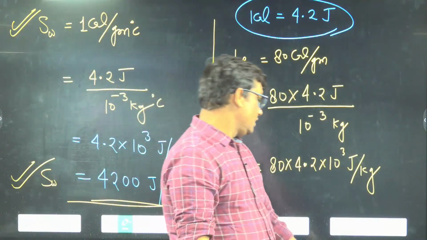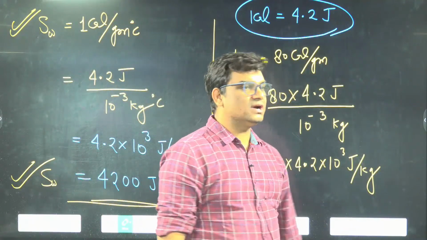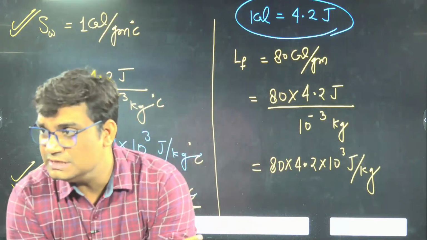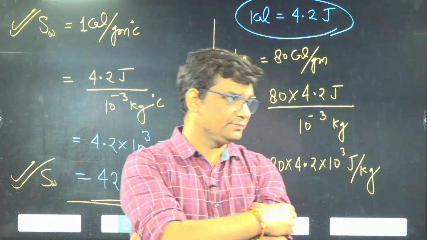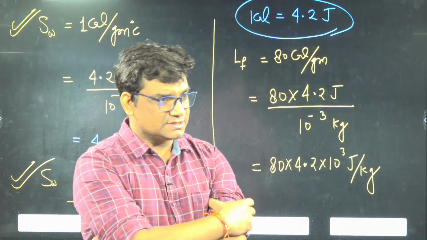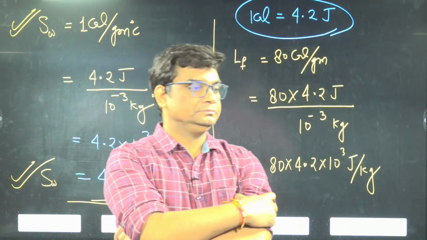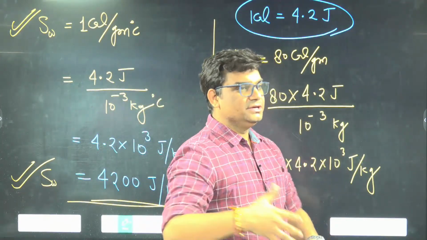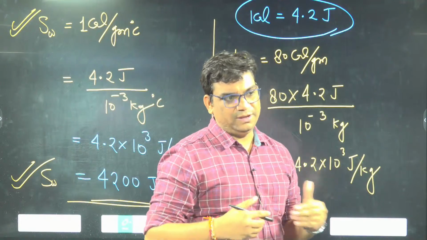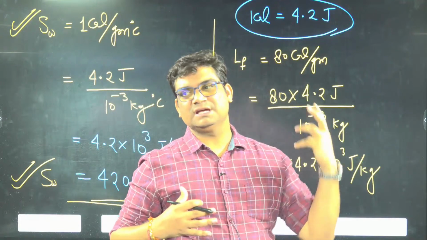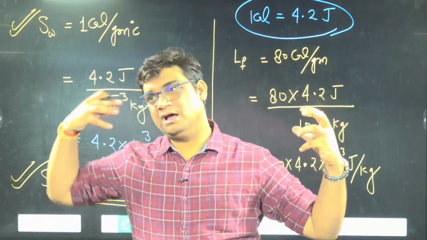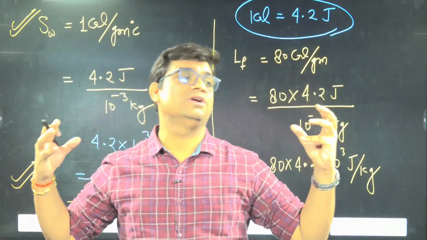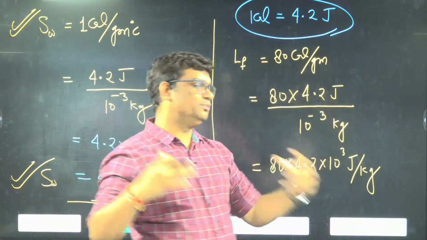Now, what is 1 joule in CGS? Do you remember? 10 power 7 erg. How will we prove 1 joule? Joule is basically SI and erg is CGS. So what is the relation between SI and CGS? Now we need to prove it. So I will prove it here.